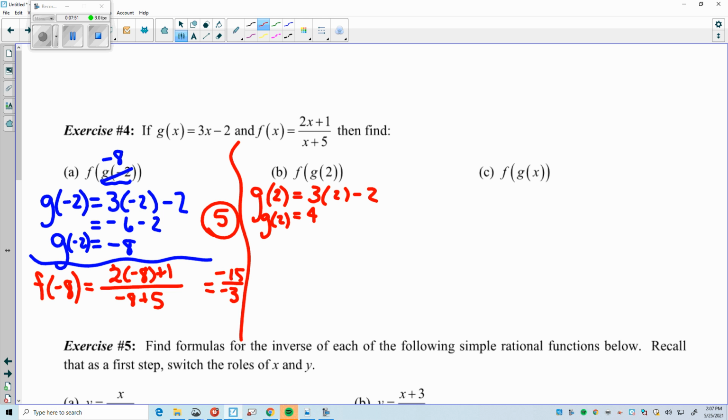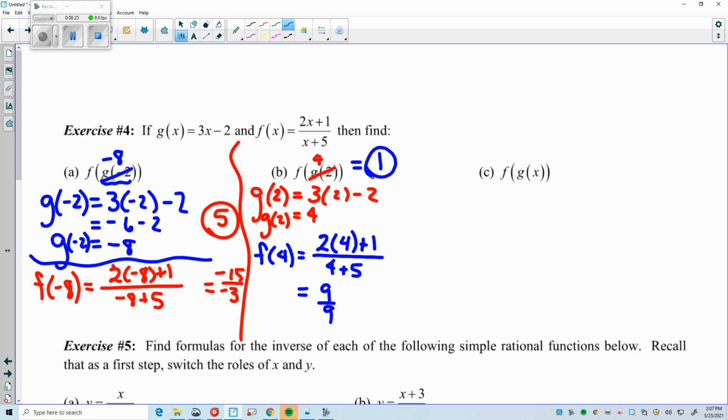So again, if I think about that, that means this section here is 4. So now I want to find the f of 4. Okay, so we have 2 times 4 plus 1. And now I have 4 plus 5. Okay, so our numerator, 2 times 4 is 8 plus 1, we get 9. On the bottom, we get 9. So that means this whole thing then is going to simplify down to 1.